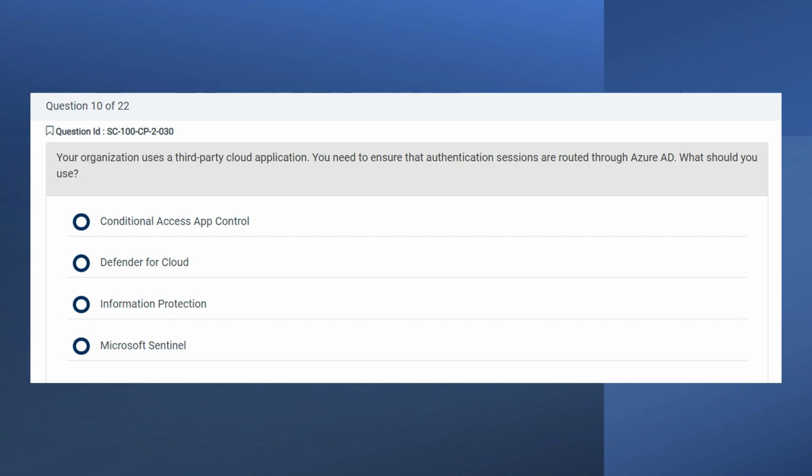Question number 10. Your organization uses a third-party cloud application. You need to ensure that authentication sessions are routed through Azure AD. What should you use?